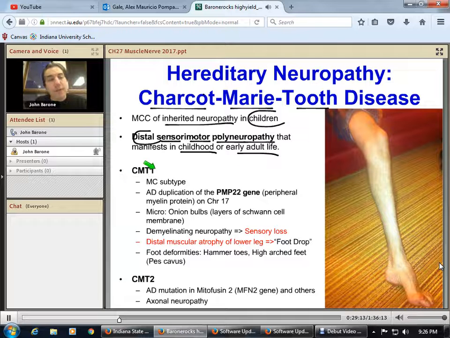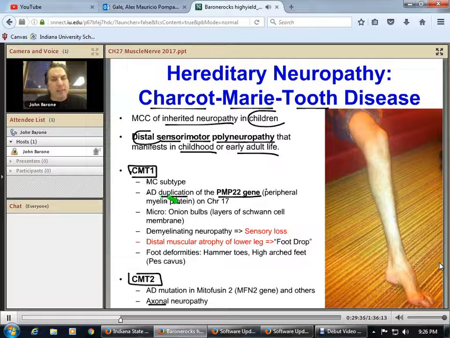They start coming in with this weakness. Now, there's 2 forms. The most important form is type 1. This is a myelin problem. Type 2 is more of an axonal problem, but I've never seen them ask that one. So let's do type 1. Type 1 is the most common. Okay, it's a dominant duplication in the PMP22 gene.